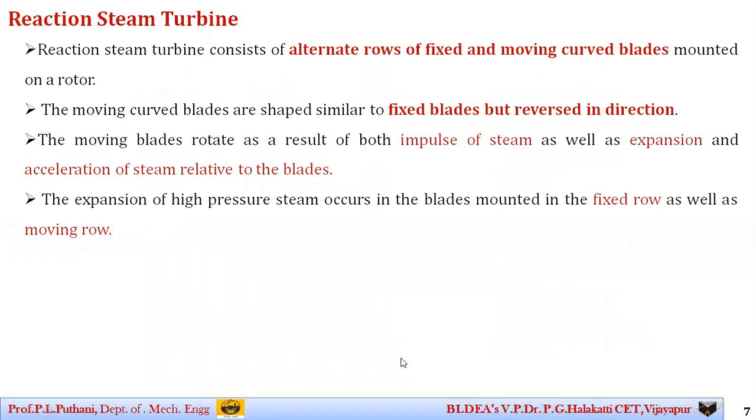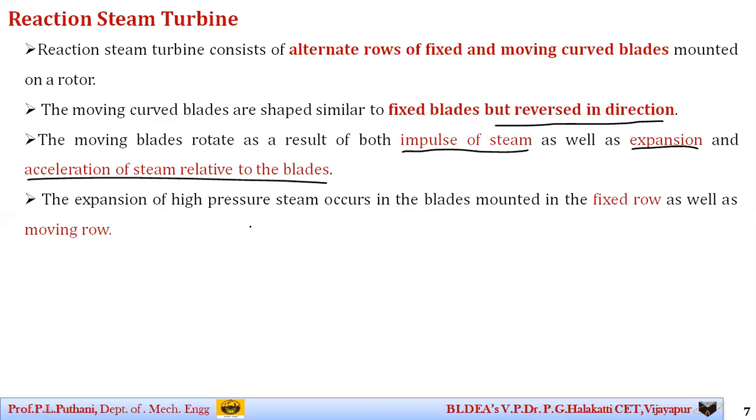Now, as I said, the reaction turbines have alternate rows of fixed and moving blades, mounted on a rotor. These moving curved blades are shaped similar to the fixed blades, but they are fixed in the reverse direction. That is the reason you can develop the reaction force and the velocity can be transferred. If you mount them in the same direction, then you cannot have the reaction force developed and the effect of the nozzle also. Then the moving blades, when they rotate, have an impulse type of steam as well as expansion, due to which the acceleration of steam is related to the blades.